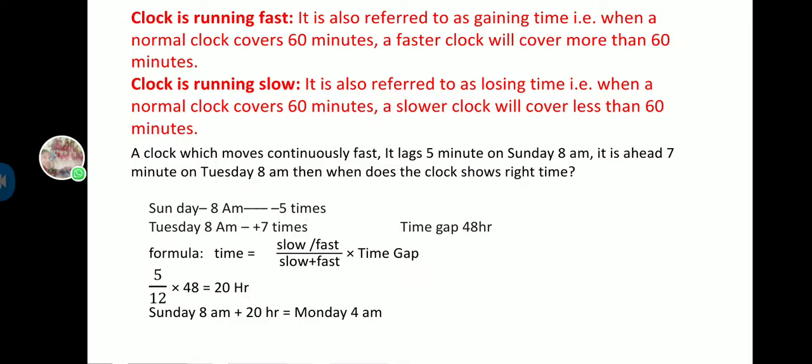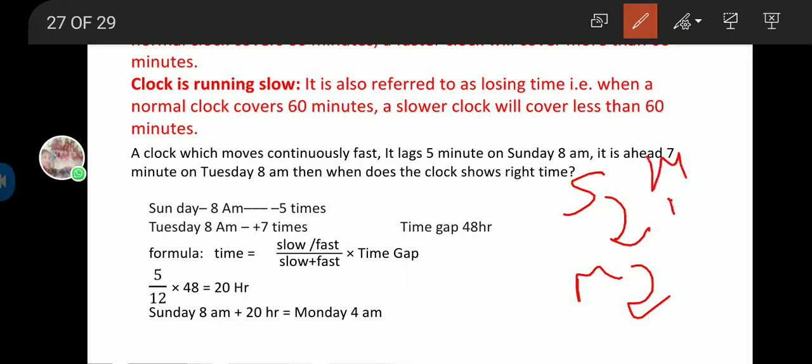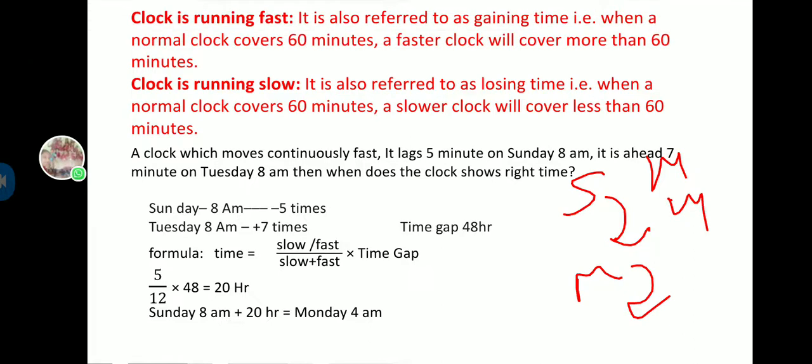Time gap: Sunday 8 a.m. to Tuesday 8 a.m. means Sunday to Monday is 24 hours, Monday to Tuesday 24 hours, 24 plus 24 is 48, so the time gap is 48. The answer is 20, so Sunday 8 a.m. plus 20 hours is Monday 4 a.m. So when does the clock show the right time? Monday 4 a.m. the clock shows the right time.